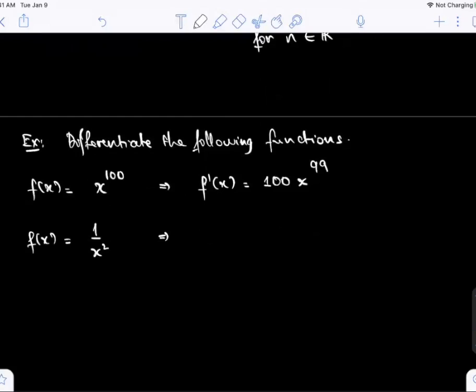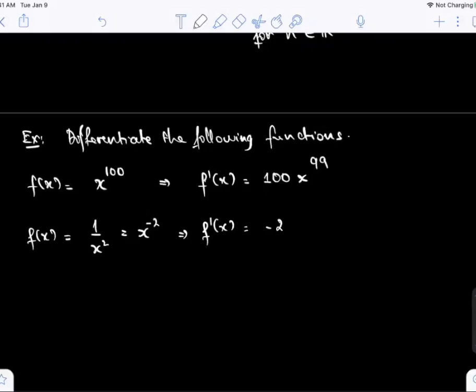But what you can do is you change these functions to power functions, right? What I meant is that I'm going to rewrite this as x to the negative 2. Then you can just apply the power rule we just got earlier. So this one is negative 2 times x to the negative 2 minus 1. And therefore, this is negative 2 times x to the negative 3. Or if you want, you can rewrite this in terms of fractions. It's negative 2 over x cubed.